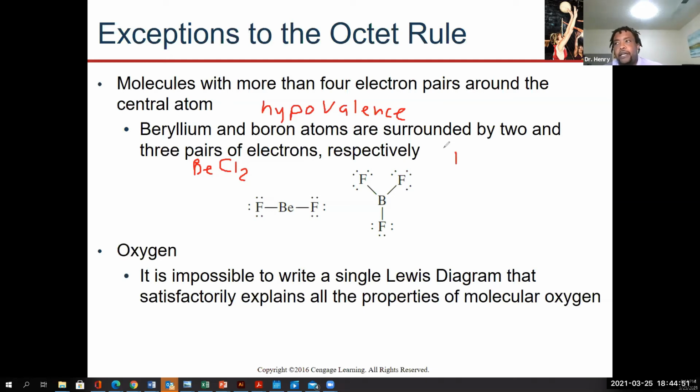Boron is a metalloid. Metalloids have characteristics of metals and non-metals. One of the characteristics of boron is that it forms covalent bonds, and since it forms covalent bonds, it's also going to have hypovalence. It's only going to want to have 6 around it.